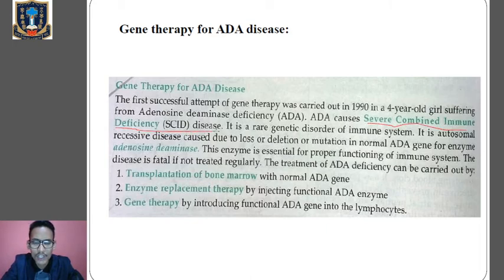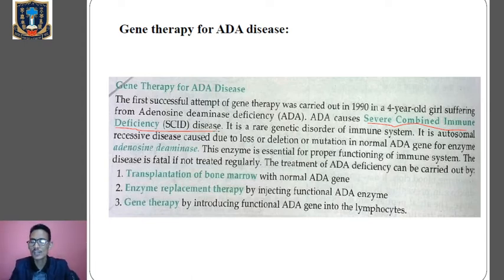So kindly remember the abbreviation of SCID, which means severe combined immune deficiency disease. And this SCID is a rare genetic disorder of the immune system. It's also an autosomal recessive disease, which is mainly caused due to the deletion or the loss or mutation in a normal ADA gene for the enzyme adenosine deaminase. That means the gene which is responsible for the formation of the enzyme adenosine deaminase will be non-functional. That means that gene will be lost, or deleted, or it will undergo mutation, so that it will not be able to produce the enzyme adenosine deaminase.